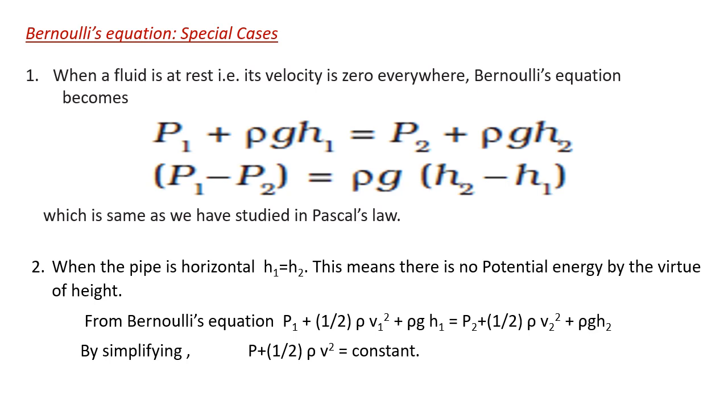Now consider the case when the pipe is horizontal. Means H1 is equal to H2. That means no potential energy by virtue of height. So from Bernoulli's equation, P1 plus half rho V1 square plus rho g H1 equals P2 plus half rho V2 square plus rho g H2. By putting H1 equals H2, you will get P plus half rho V square equals constant.